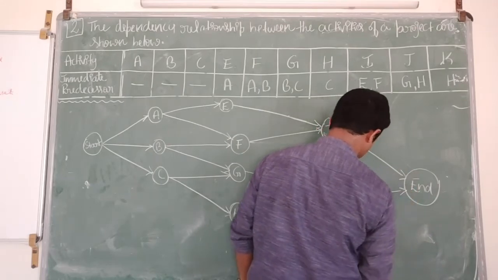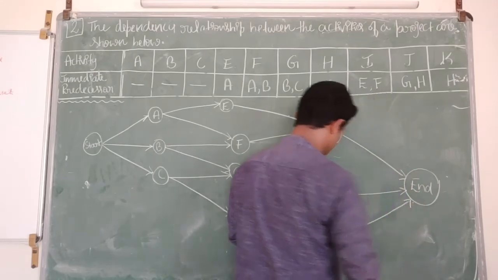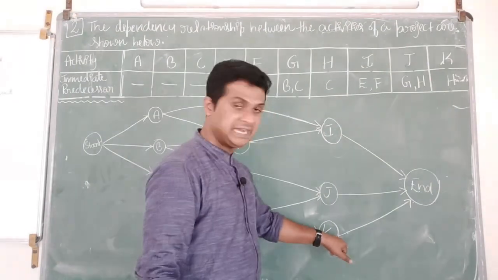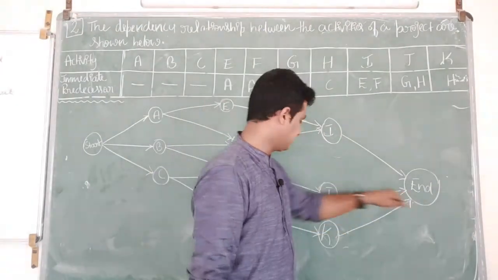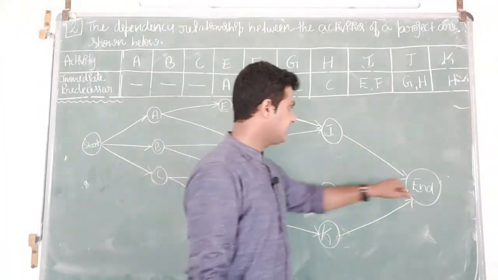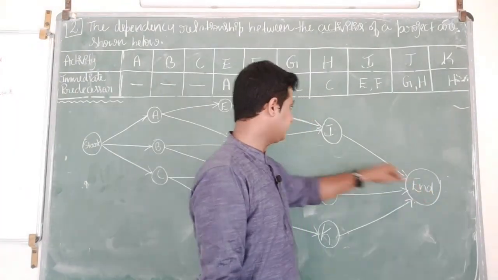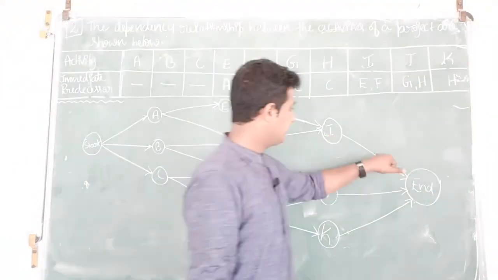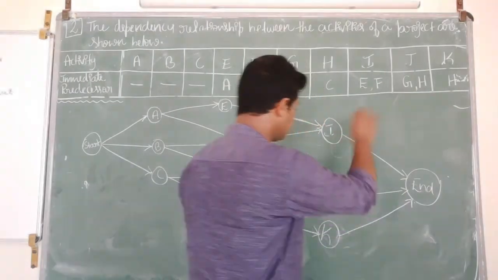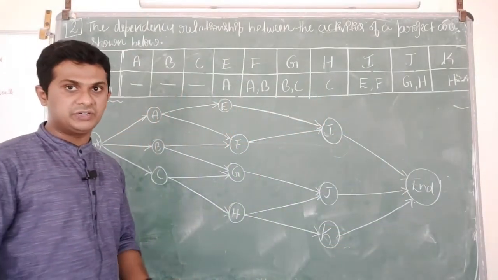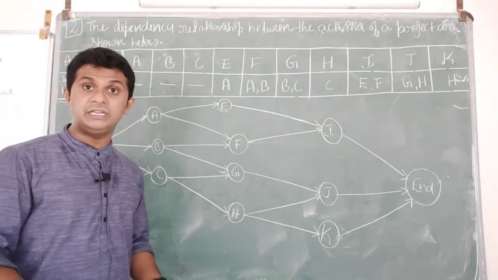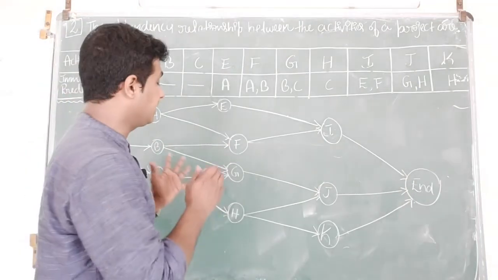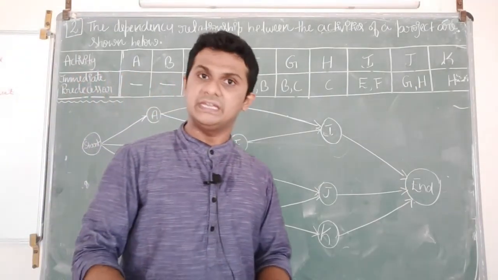So here the event will end. This is an indication that activity K has started and it will end here. Activity J has started, it will end here. Activity I has started, it will end here. So this is how you need to draw an A1 diagram, which will not have a dummy activity, because we are writing the activity inside the node.